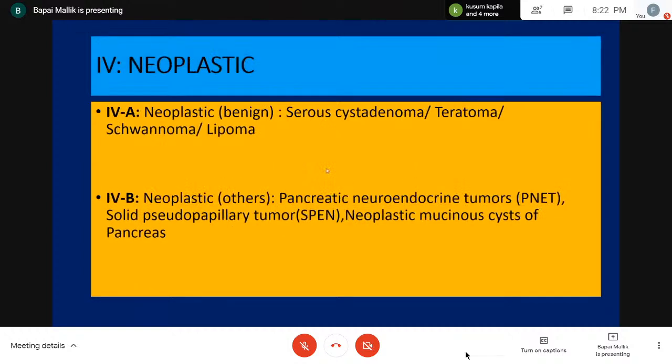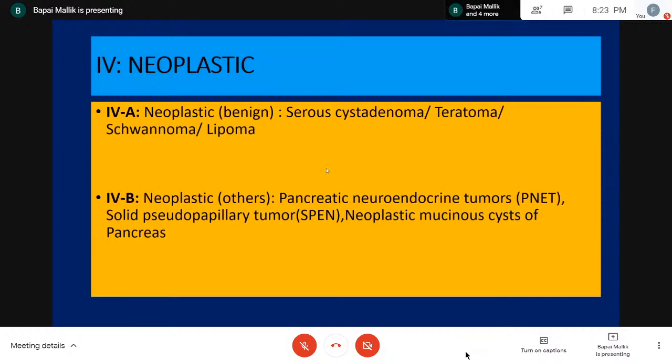About neoplastic, this is a tricky area. Many people may find it confusing. Neoplastic is divided into two groups, benign and others. So what is neoplastic benign? Neoplastic benign are lesions which you are able to diagnose and give a specific name, and you know that they're benign lesions. Most often they are serous cystadenomas. The rare cases of pancreatic teratomas, schwannomas, lipomas are put in this particular category called 4A, neoplastic benign.